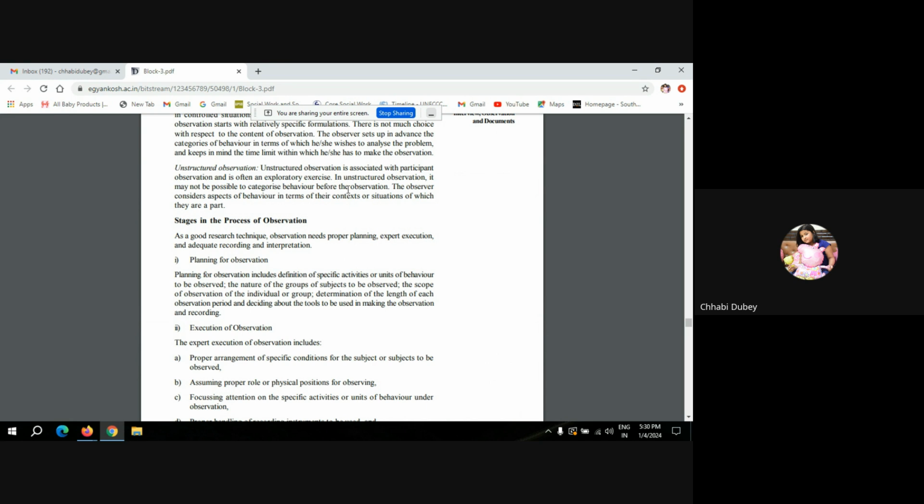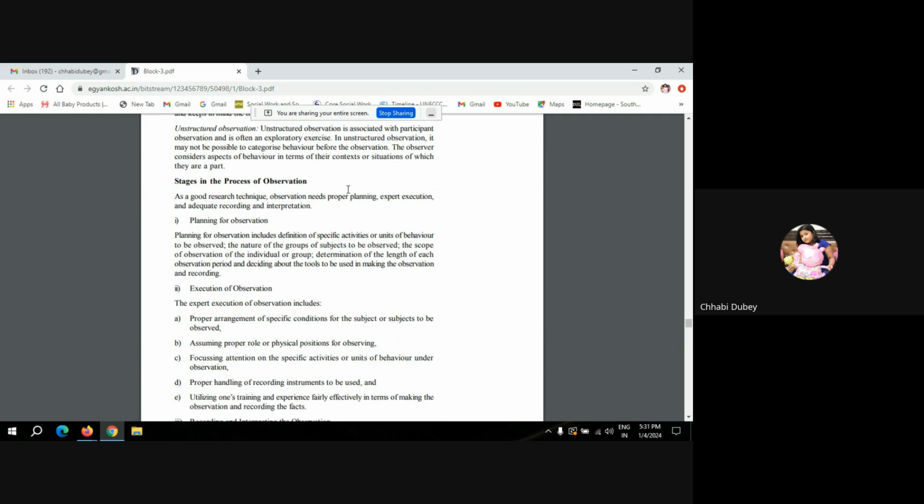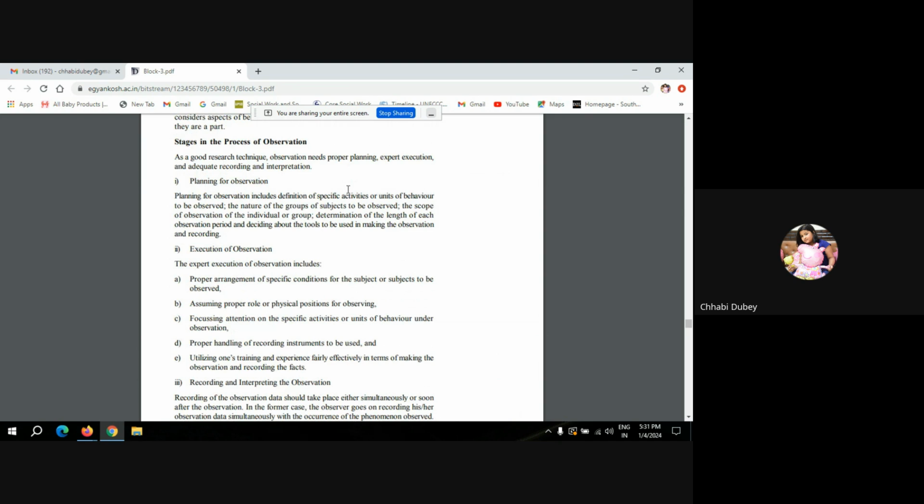We have to assume proper role or a physical position for observing. We have to focus our attention on the specific activities or the units of behavior under observation. Then proper handling of recording instruments has to be done, and utilizing one's training and experience fairly effectively in terms of making the observation and recording the facts, and finally recording and interpreting the observation.